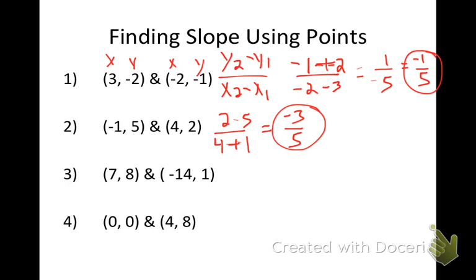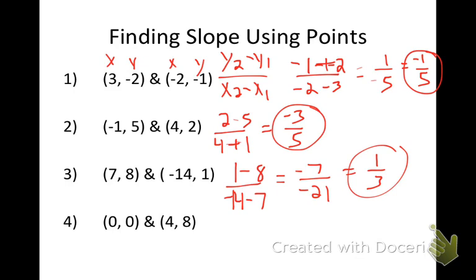Number 3. I do 1 minus 8 over negative 14 minus 7. 1 minus 8 is negative 7. Negative 14 minus 7 is negative 21. Two negatives give me a positive. So I have a positive 1/3. And number 4, 8 minus 0 over 4 minus 0. 8 over 4, which gets me a slope of 2.